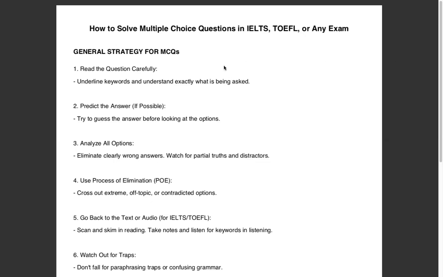Underline keywords and understand exactly what is being asked. Like, when the questioner asks about "when", he or she is trying to ask about a specific time, right? Or when he or she asks about "where", they are talking about a specific place. So if you find one or two options that include time and the questioner is already asking about where, in this case you don't need to think about these two options. You can just eliminate them and think about the rest.